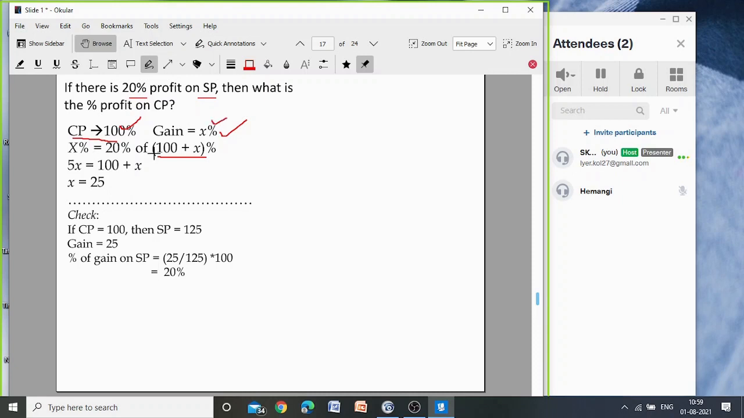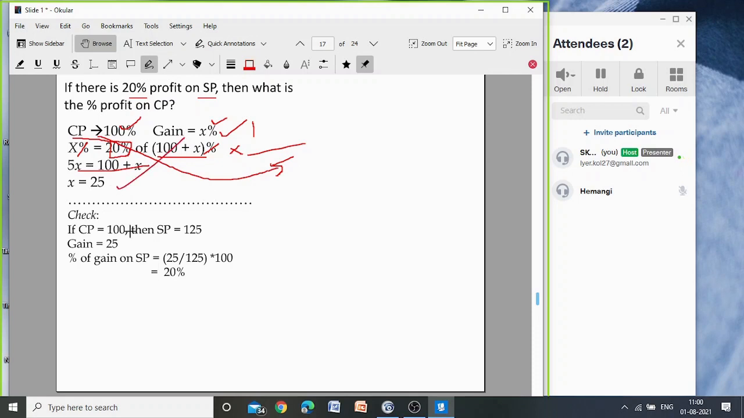So 20% of 100 plus X. Now percentage cancels. This one and this percentage will cancel. So 20% will become 1 by 5. So 1 by 5, and if it is 1 by 5, you will cross multiply. This 5 will go that side and become 5x. So 5x equal to 100 plus x. That is 4x equal to 100, x equal to 25.